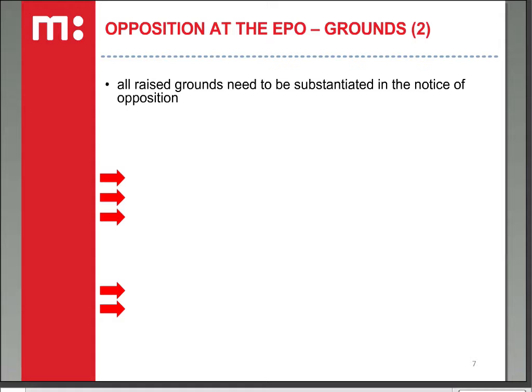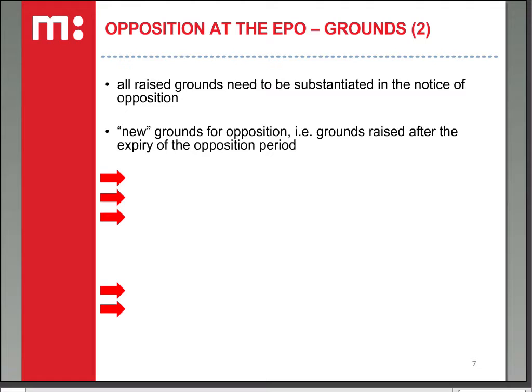And the problem at the EPO is that if you want to have new grounds for opposition, let's consider a situation where you file an opposition and afterwards you base it only on lack of novelty and inventiveness, and afterwards you find out that the claims contain subject matter which has not originally been part of the invention or of the application. The problem with that is at the EPO, these new grounds for opposition are only allowable if prima facie relevant.